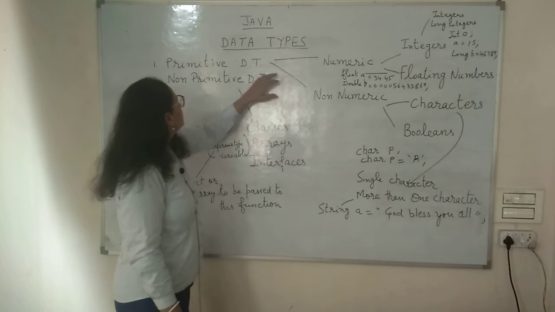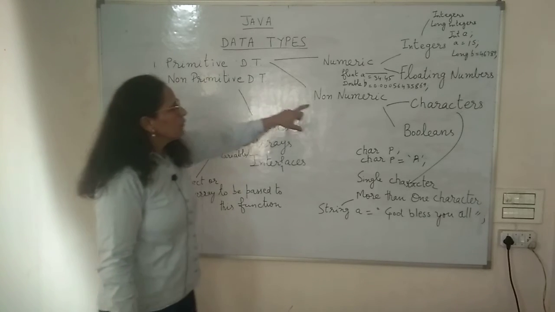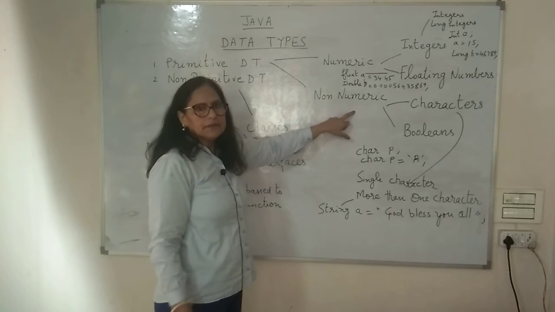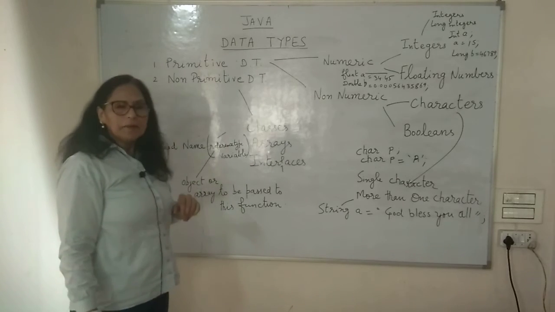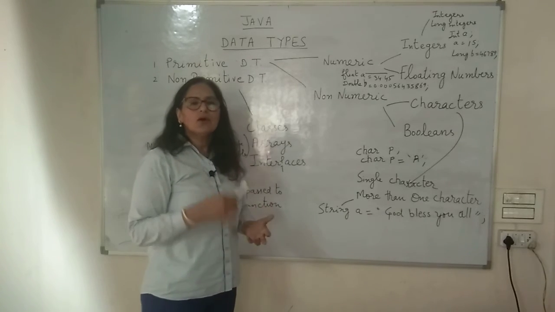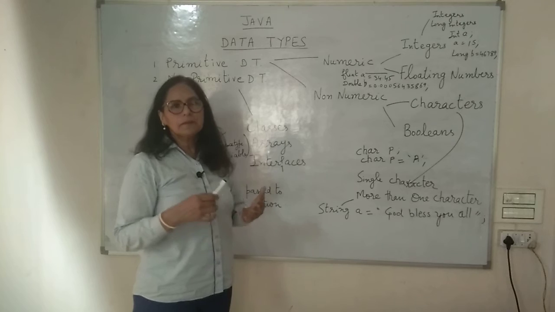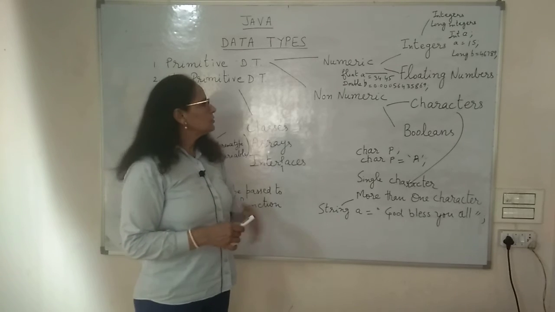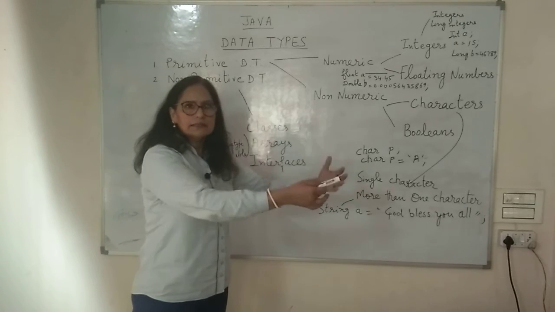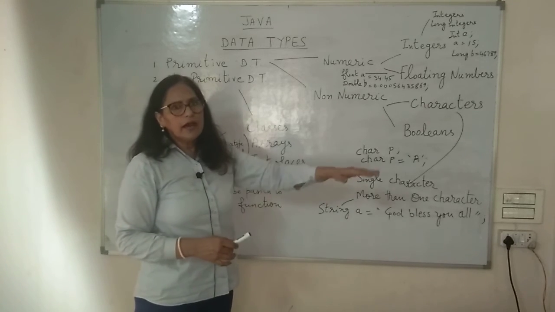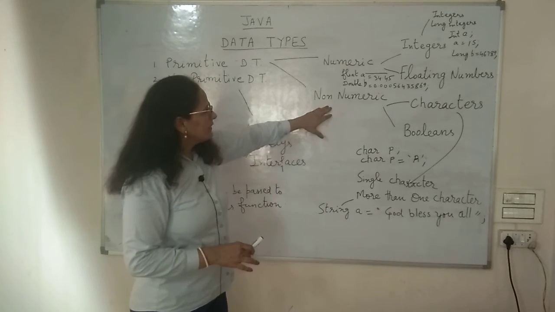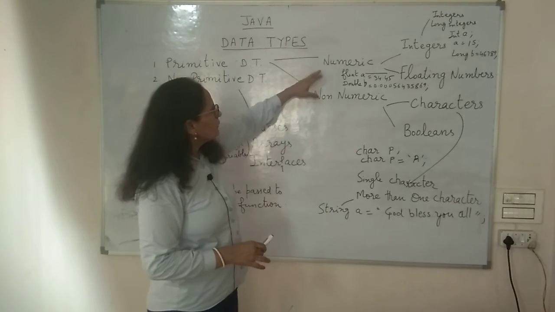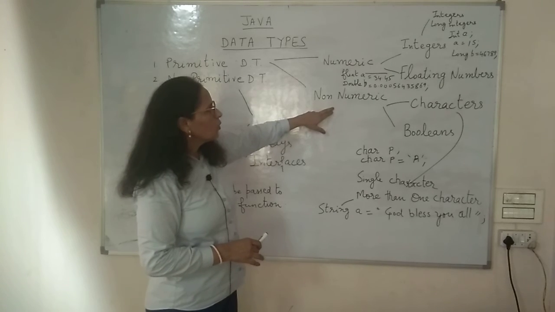Next comes under the primitive data type, non-numeric. Now you can revise what the primitive data type was. Primitive data type is the fundamental or basic data type. These are built-in data types which have nothing to do with other types of data types. They don't have any connection with other data types. They are simple basic data types. Now we have done numeric, we will be doing non-numeric.